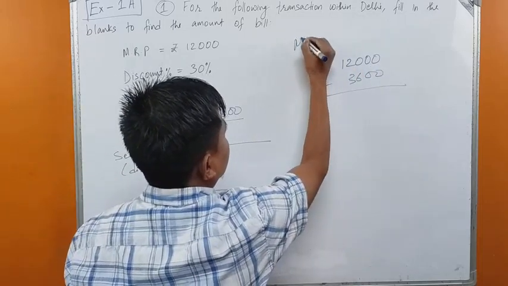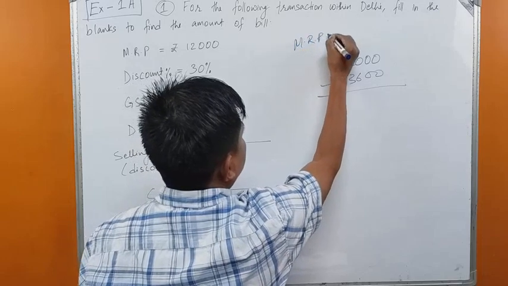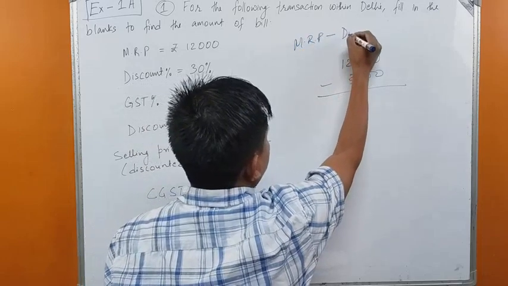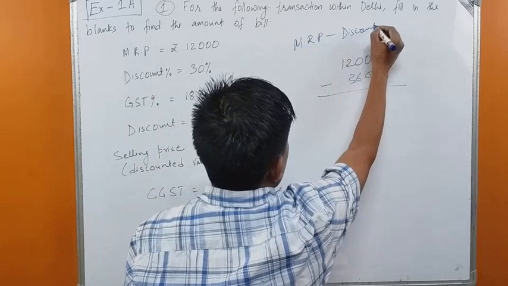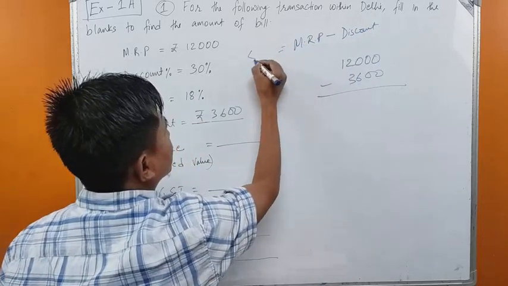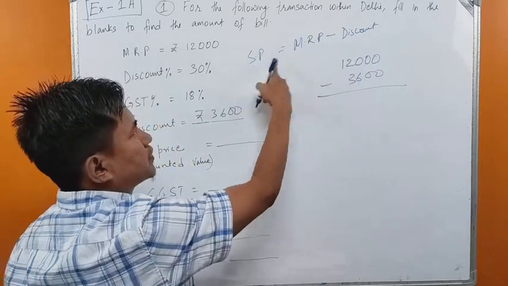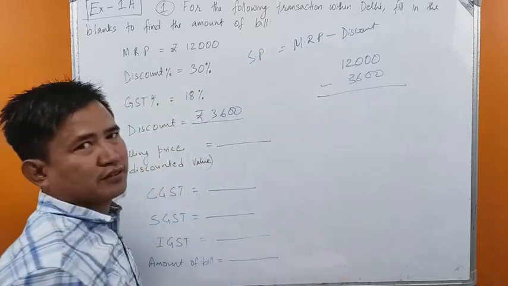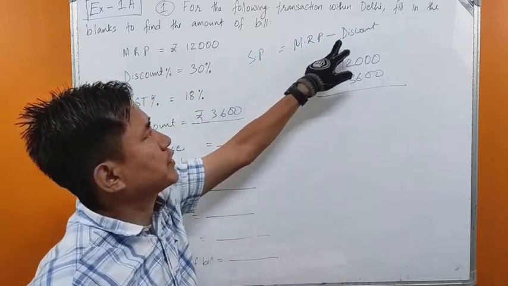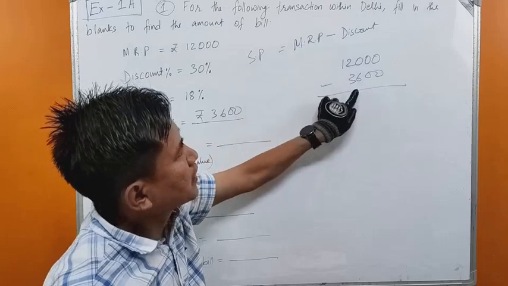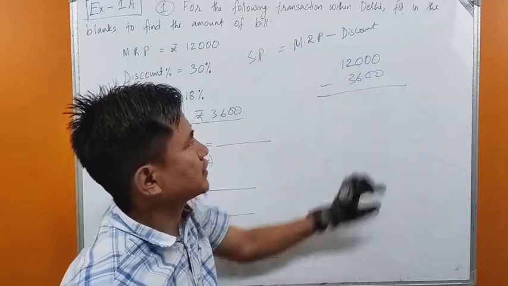MRP or the mark price minus discount will be the selling price. Selling price means mark price minus discount. Okay, so selling price is mark price minus discount, isn't it?